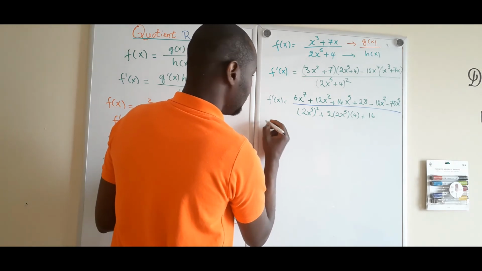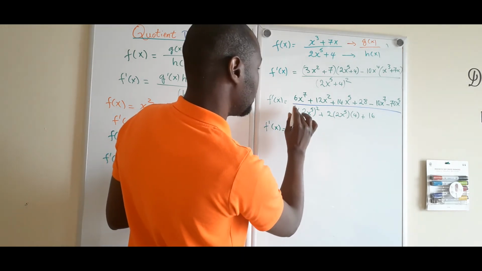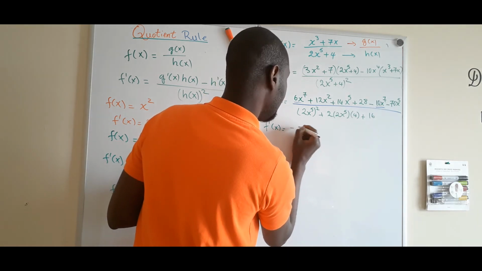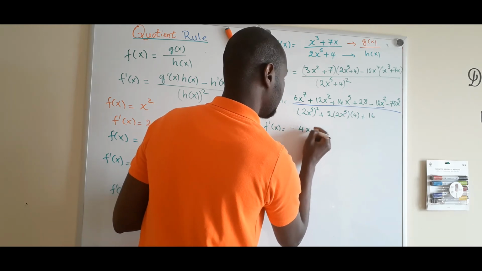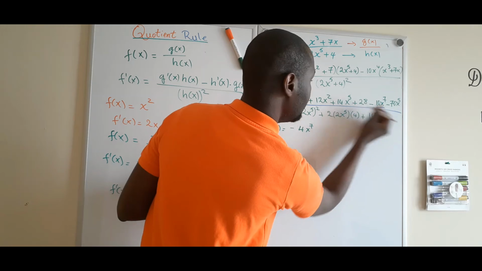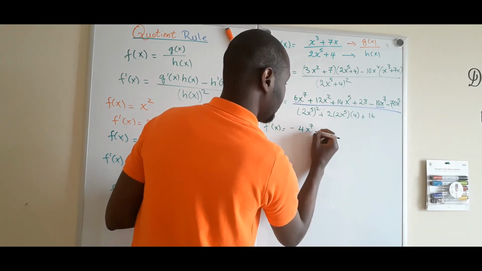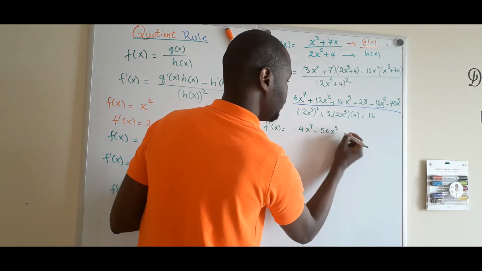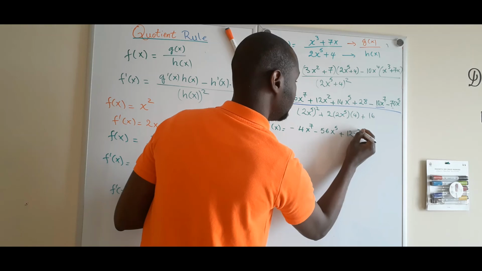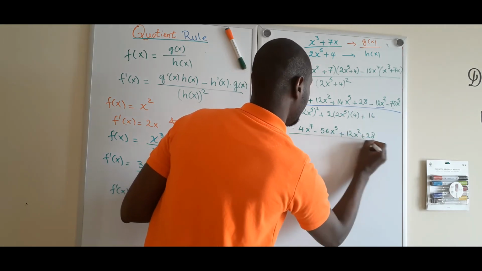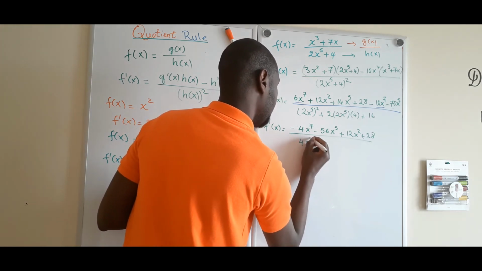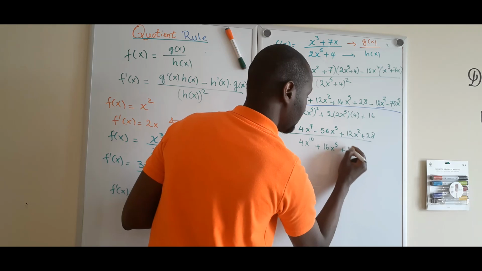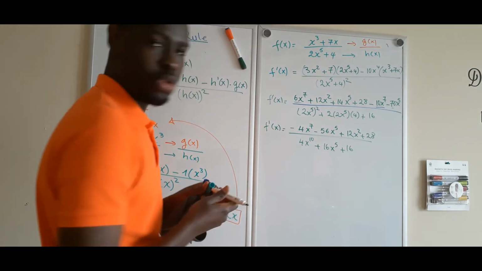Okay, so let's proceed. So f prime of x will be equal to, let's look for our like terms: x to the power 7 and x to the power 7, so that will be minus 4x to the power 7, and then minus 70x to the power 5 and 14x to the power 5, that would be minus 56x to the power 5. And what else? I have 12x squared plus 28, divided by 4x to the power 10 plus 16x to the power 5 plus 16. And this will be our f prime of x.